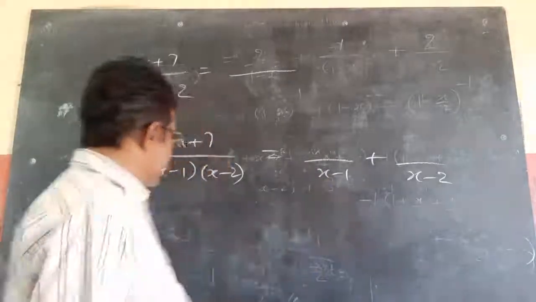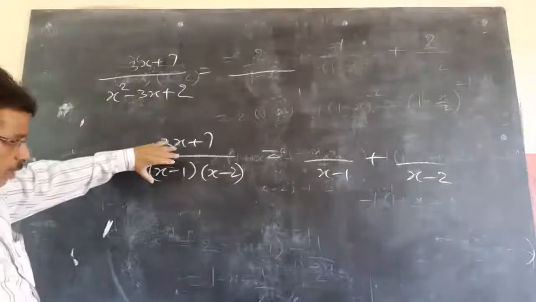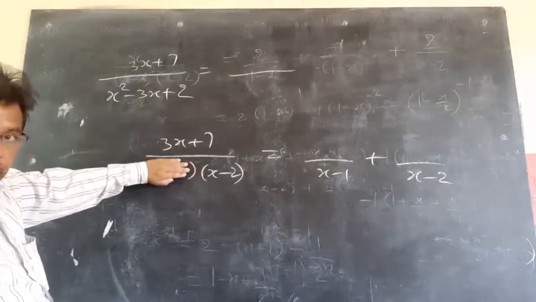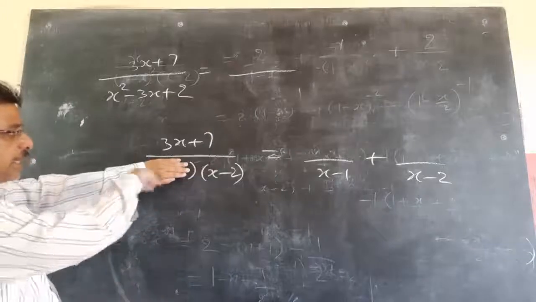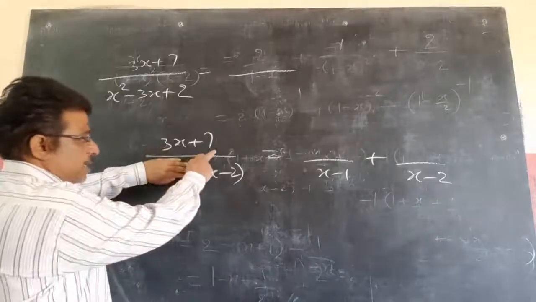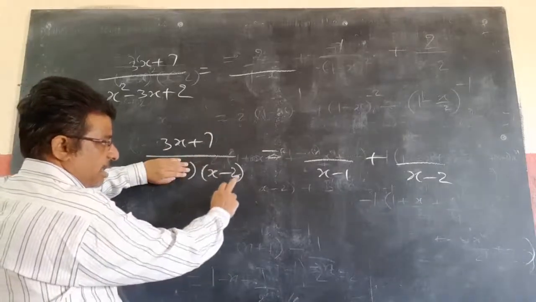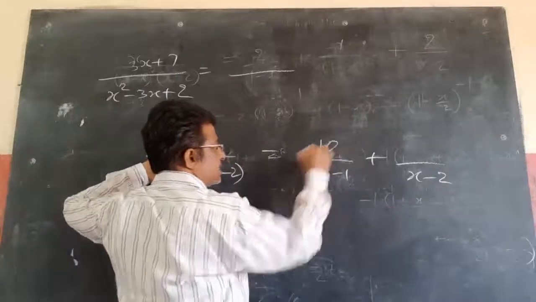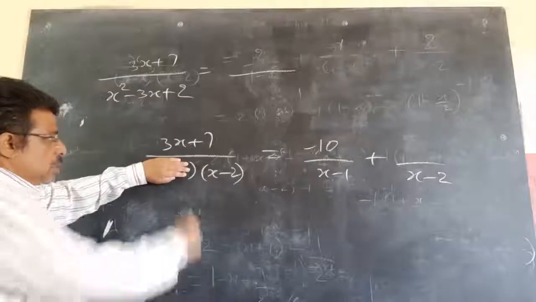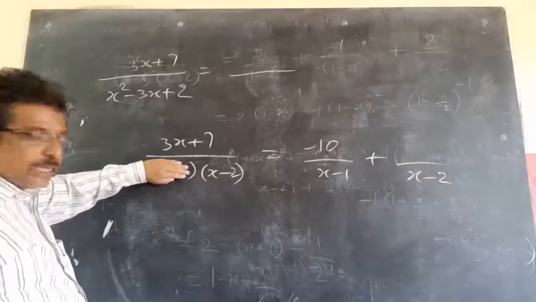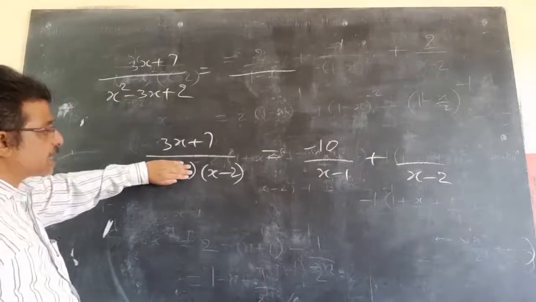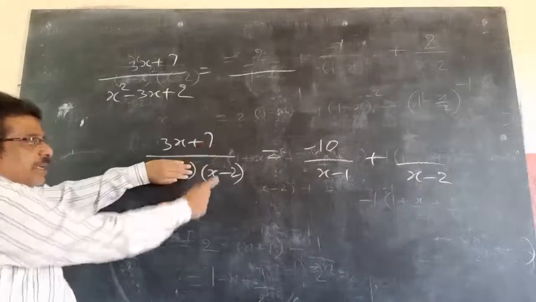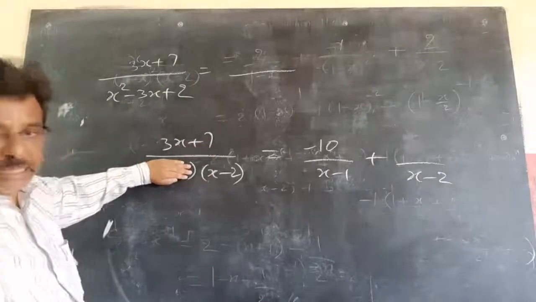X equal to 1. Coming to this expression, close this x minus 1 and keep x equal to 1 in the remaining part. 3 plus 7, 10 by 1 minus 2, minus 1. So minus 10 is here. Similarly, close the other factor and put the value in the remaining expression.